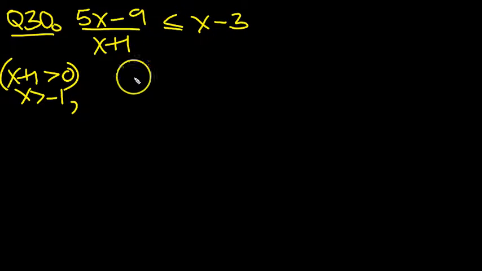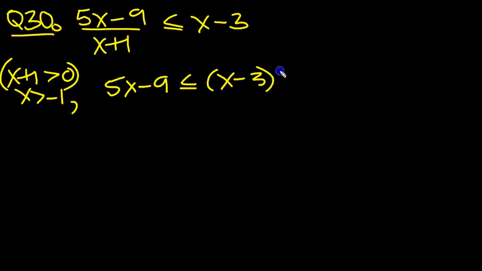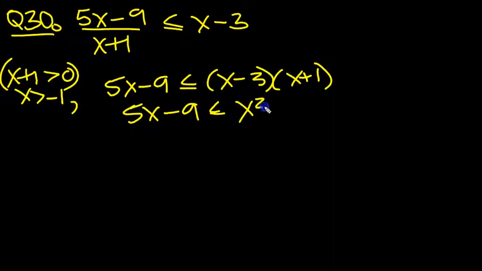So this is positive, so we can swing it up. So we get 5x minus 9. It doesn't change the inequality, does it? Because it's positive. So move that up. We get 5x minus 9 then is less than or equal to, expand the bracket, x squared plus 1 minus 3 is minus 2x. And then minus times a plus is a minus, 3 ones are 3.